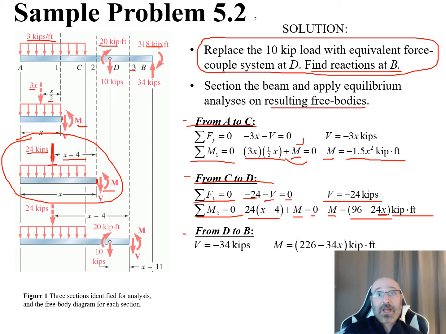So we can plug that in. And with any x value, regardless of how far we go between C and D, this is what our moment is going to be there. What you can notice is, regardless of that x distance, our force is still going to be negative 24 kips because of that distributed load over there.